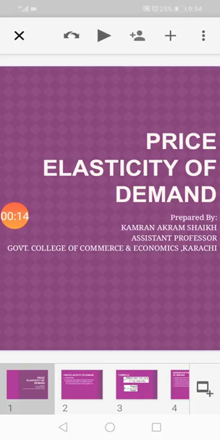Today we will discuss price elasticity of demand. So before we start the topic, let's recall the law of demand. The law of demand says there exists an inverse relationship between the price of a product and its quantity demanded. It means when the price of a product increases, quantity demanded will decrease, and when the price decreases, quantity demanded will increase.